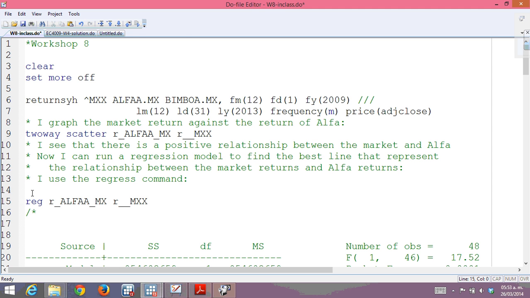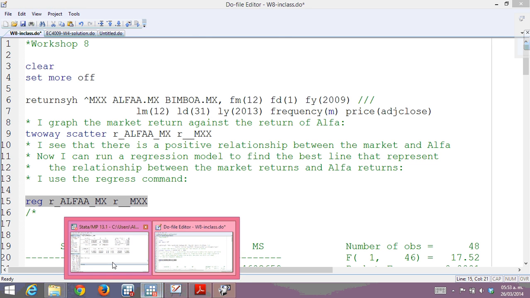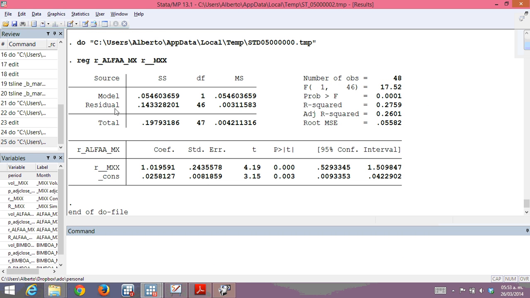Then with the command regress, I'm just going to run this model, and basically what I have to look at is this output. Here I have the independent variable, the market returns, and this coefficient 1.019 is actually the beta 1 of the regression model.